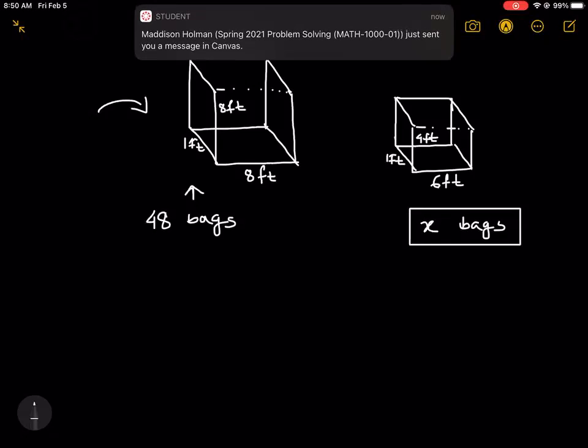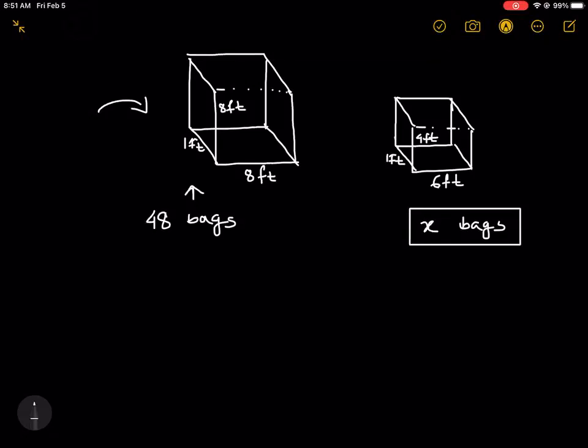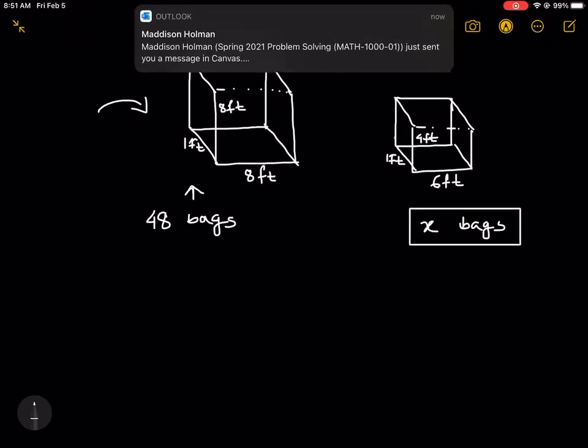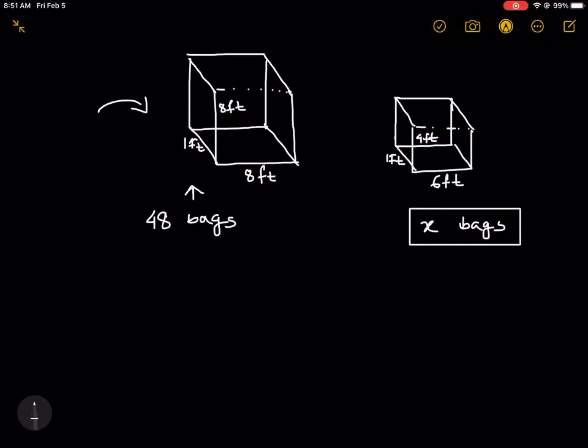Okay, so why do you think we should go for the volume? What made you think that? Because they're 3D objects and we have the three measurements for each of the sides. So we're not finding the area, we're finding their depth and width.